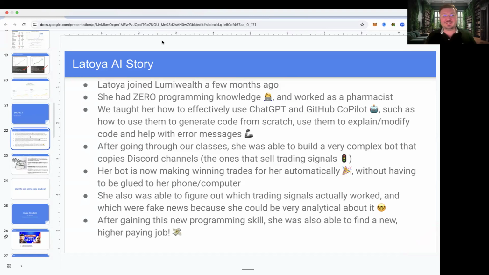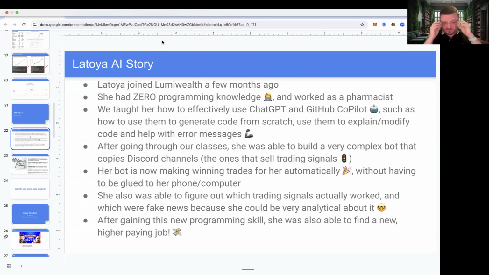She had no idea how to do any of this stuff. We basically taught her how to use ChatGPT and GitHub Copilot really effectively. We showed her, this is how you use it, gave her some tips around it, whatever. And she has gotten so freaking good at coding. It's blowing my mind. Honestly, I talk to her about this all the time.